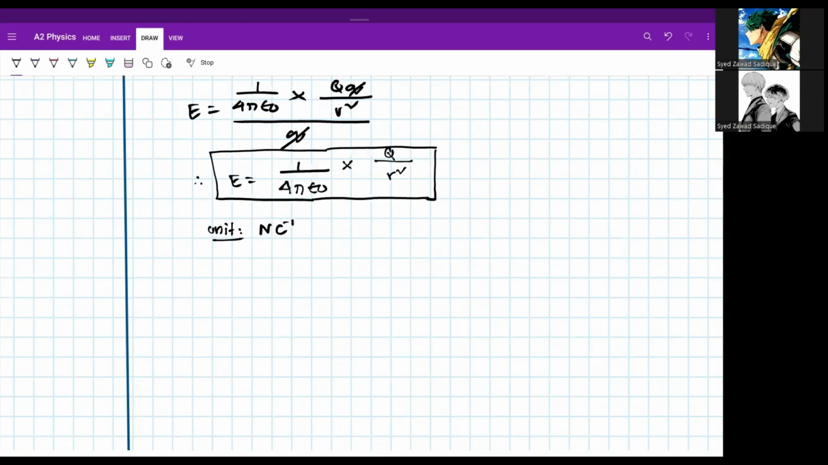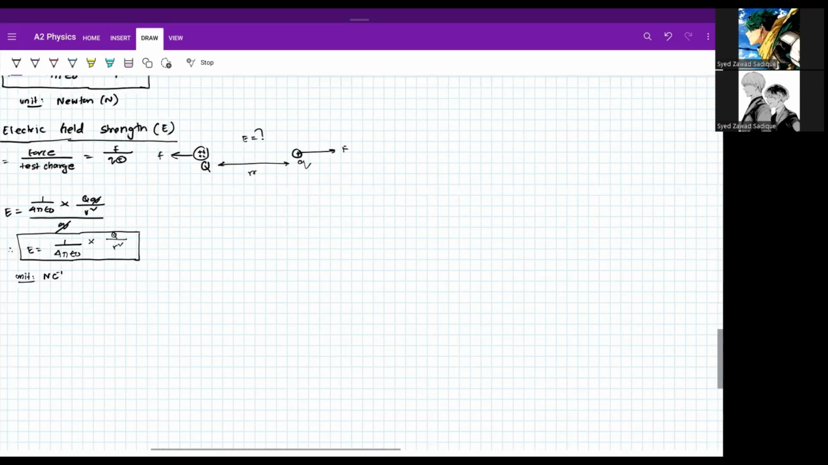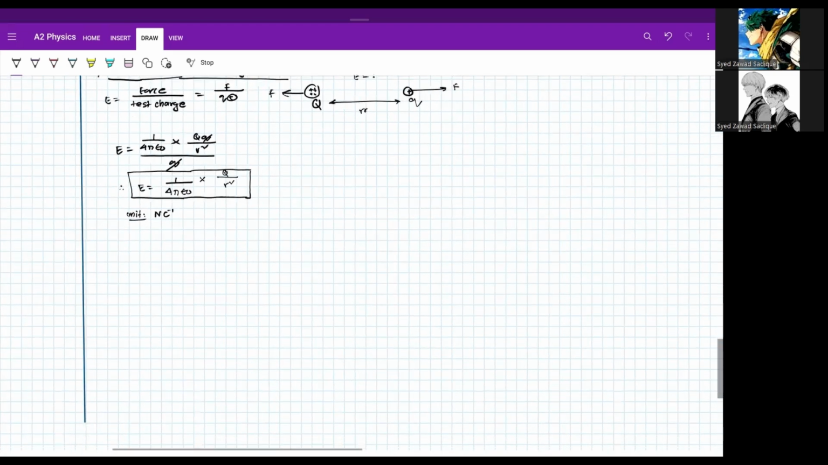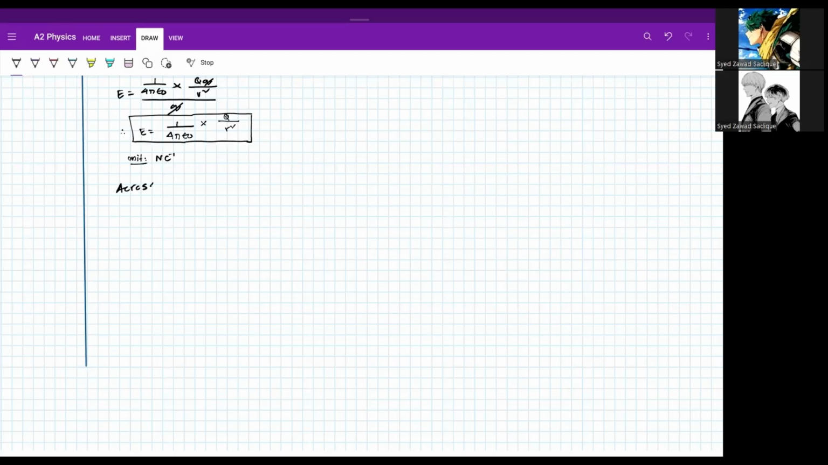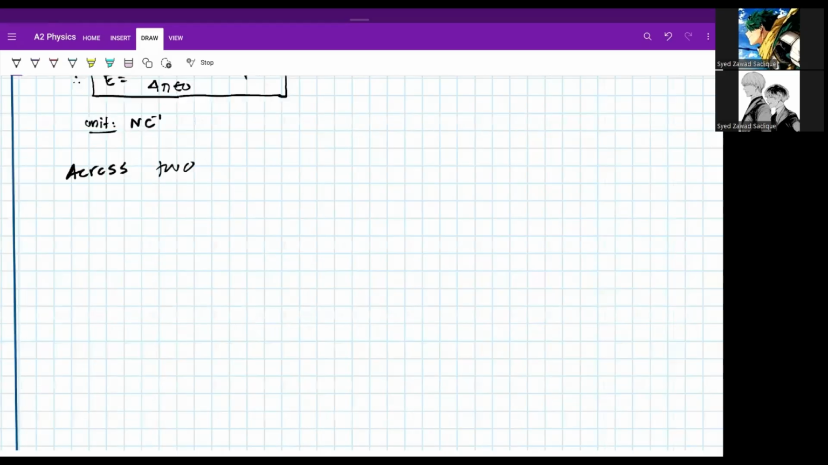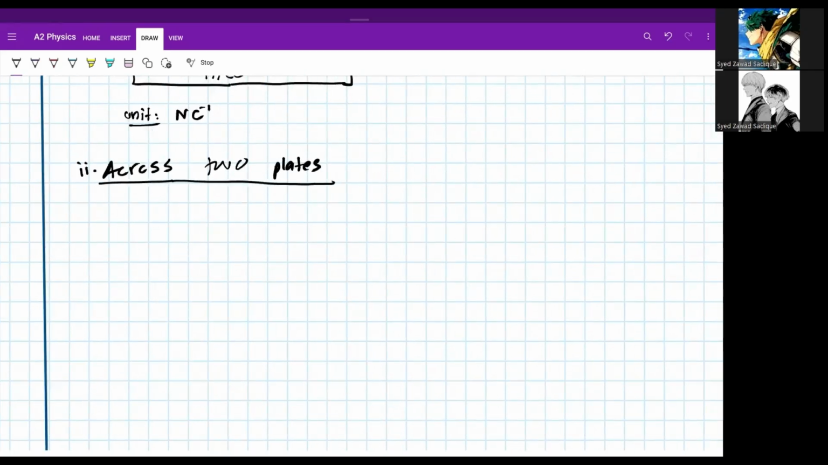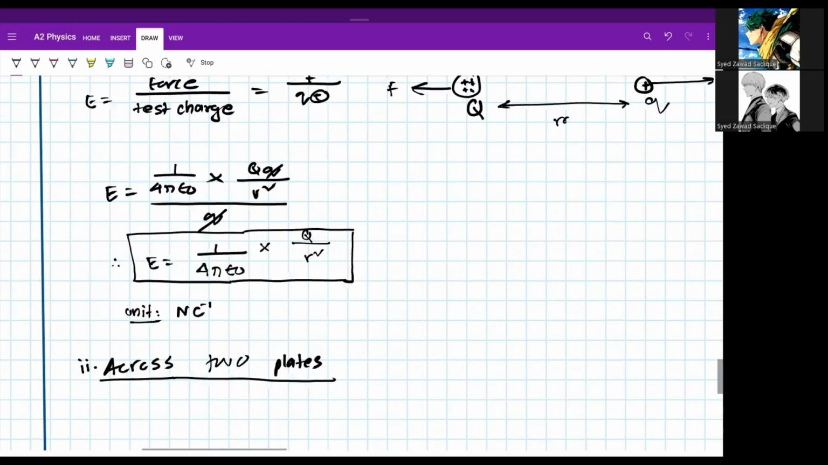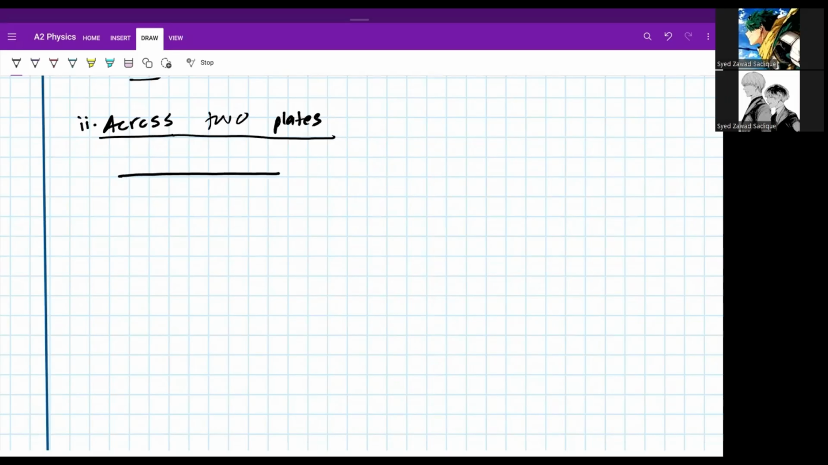Now, there's one more way to find the electric field: across two plates. I'm just going to call this part 2 for electric fields, and let's call the previous one part one. So part two: let's consider two parallel plates, the top one being 240 volts and the bottom one 0 volts, separated by a distance d.